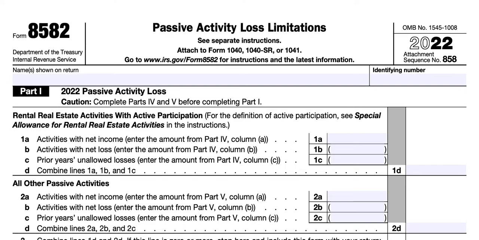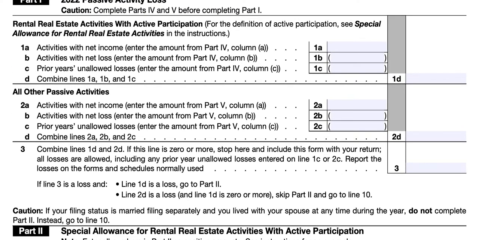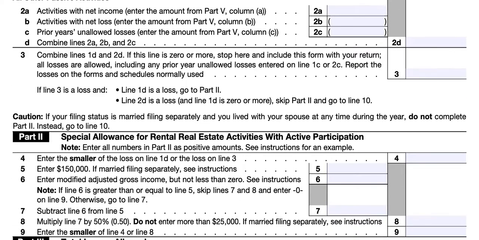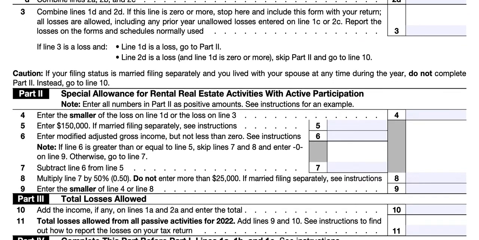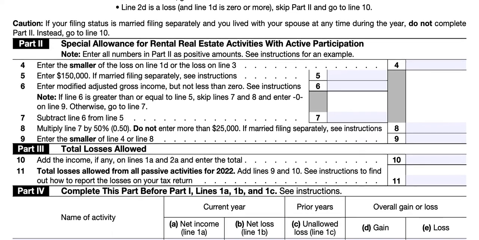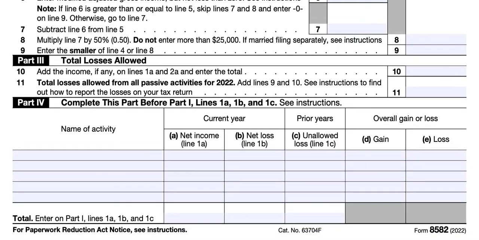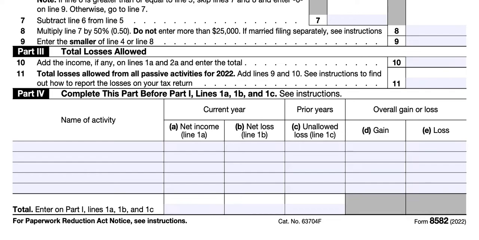Please note that you need to complete Parts 4 and 5 before you come back to Part 1. In Part 2, this is the section for special allowance for rental real estate activities with active participation. Part 3, total losses allowed. Part 4 is required to be completed before completing Part 1, lines 1A, 1B, and 1C. We'll cover this momentarily.